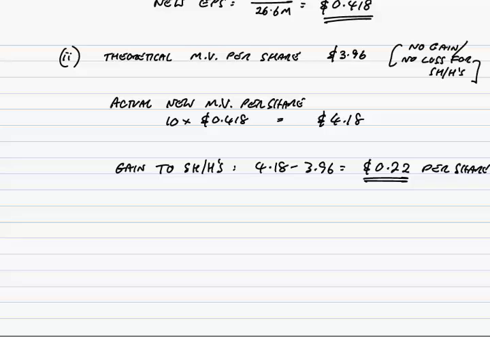Now, I have a feeling he left it as per share. You could have said the total gain. Well, how many shares are there? We'd worked out there are 26.6 million shares in total. They're gaining 22 cents, and so the total gain as a result, 5.852 million.